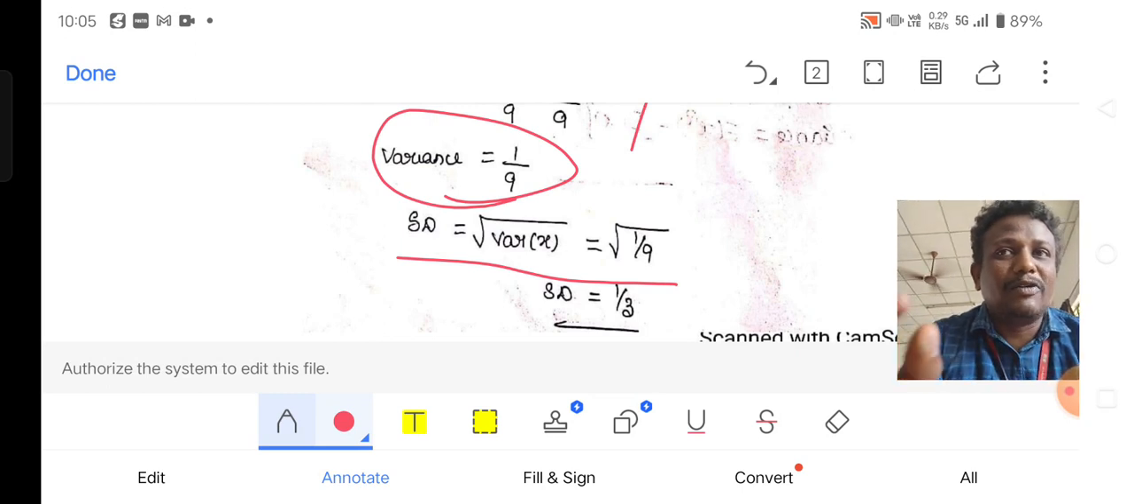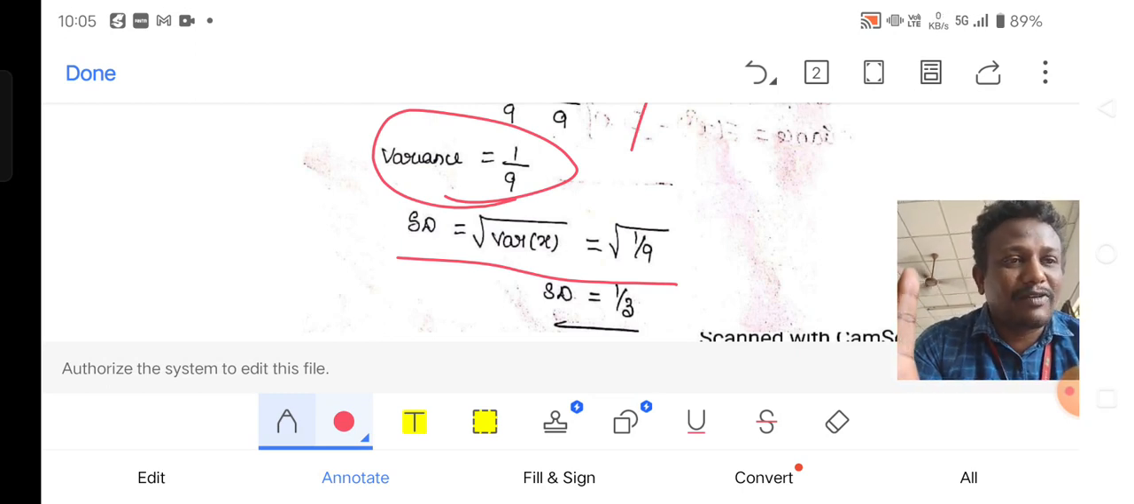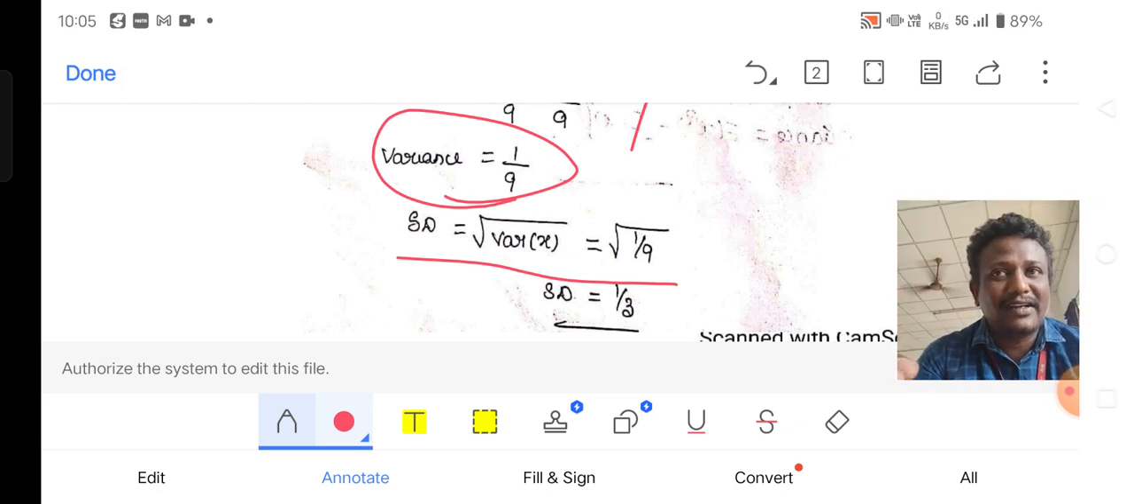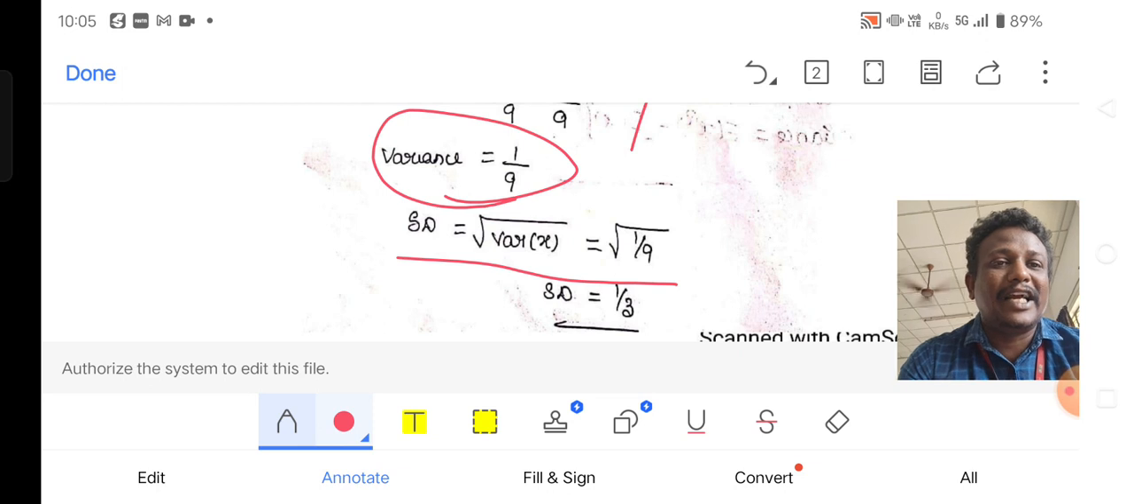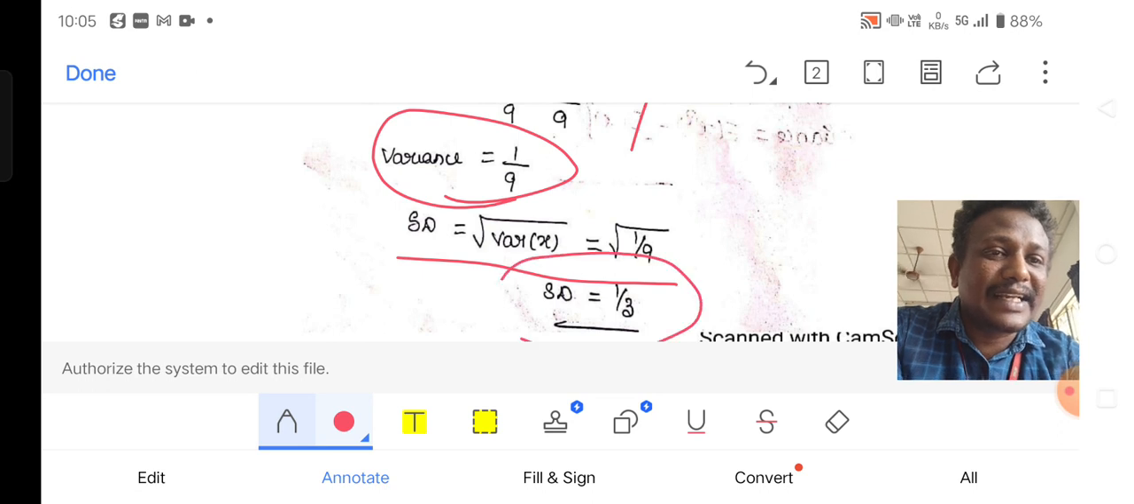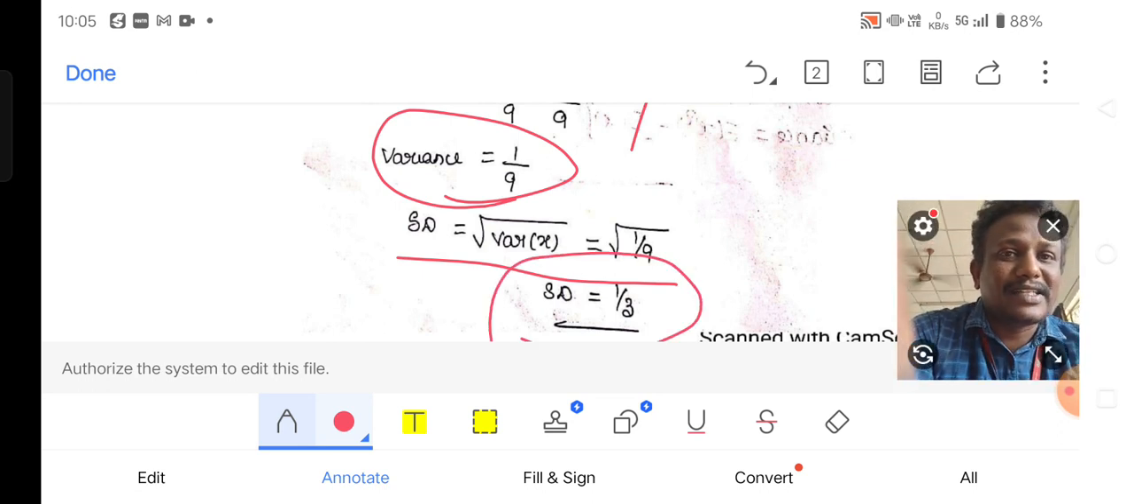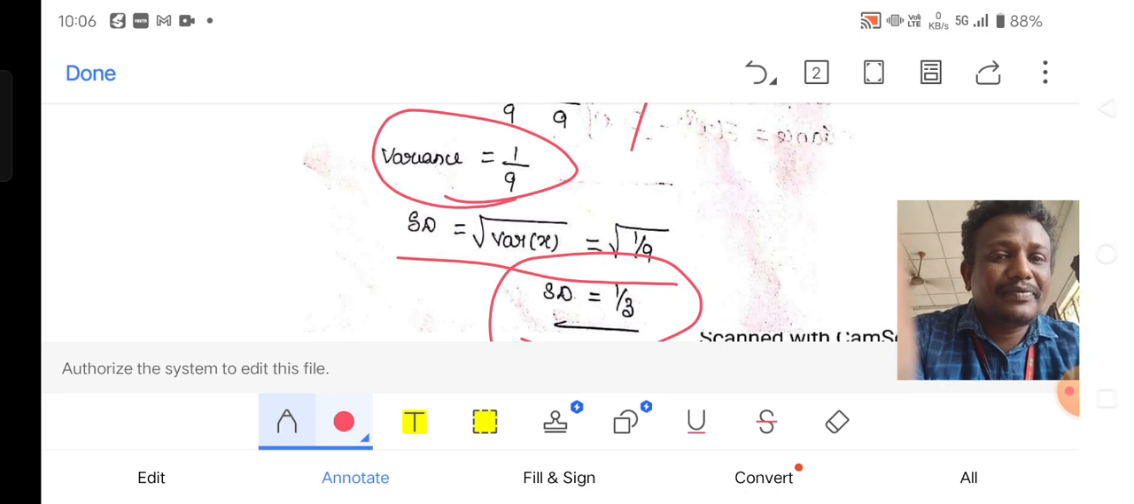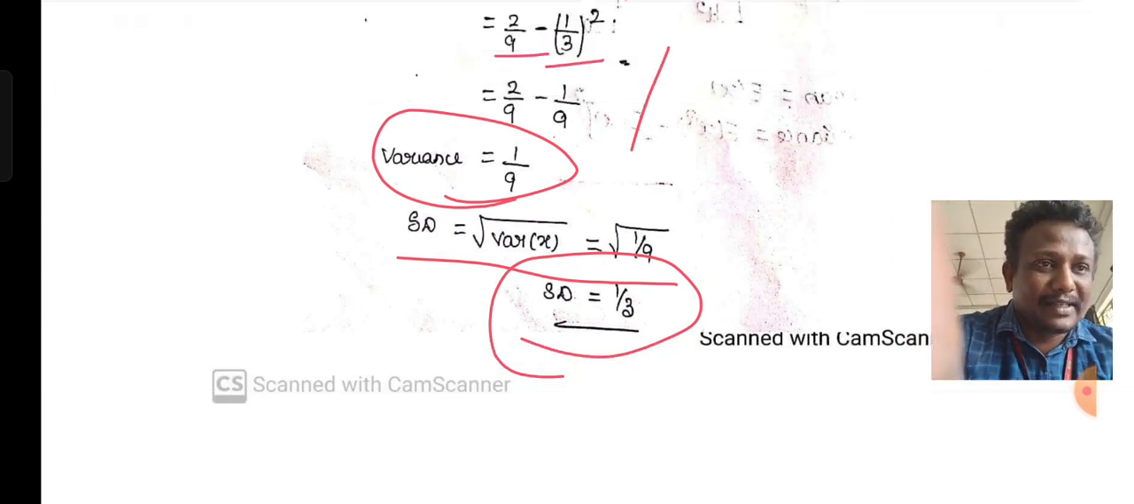After that we found the first derivative of M_X(t) with respect to t, then the second derivative of M_X(t) with respect to t. Then in these two results we applied t equal to 0 and calculated the answers. After that we found the value of the mean with the help of the mean formula, then we calculated the variance. Now if we need the standard deviation, it is the square root of variance. The square root of variance is 1 by 9, so therefore the standard deviation is 1 by 3. Understand? Clear? So it is 1 by 3.